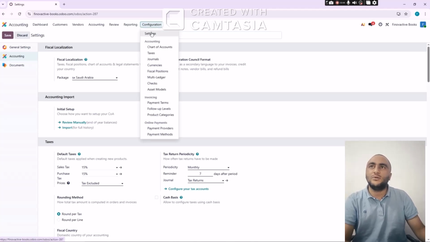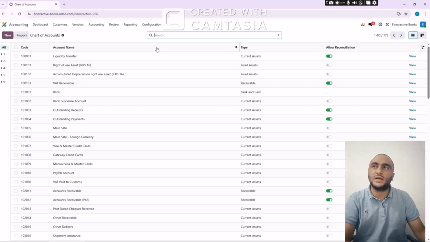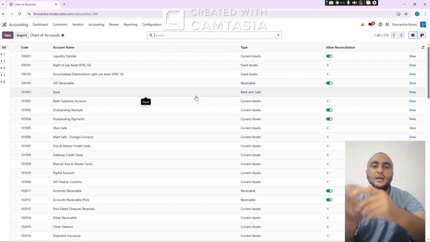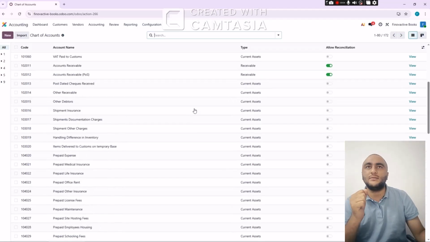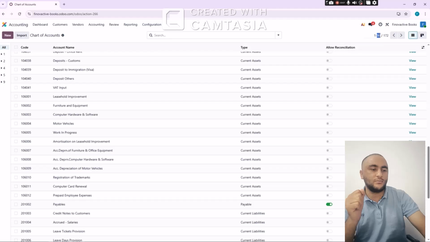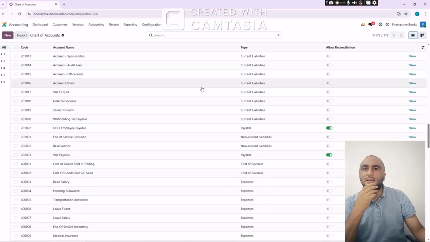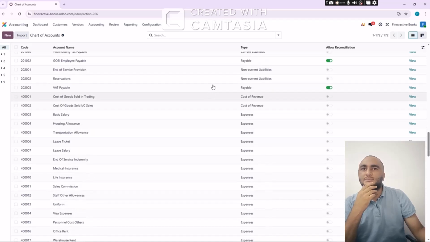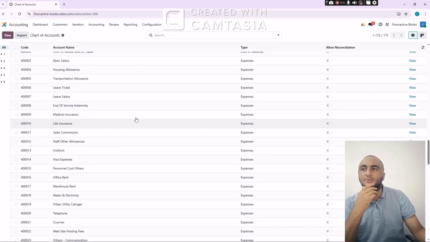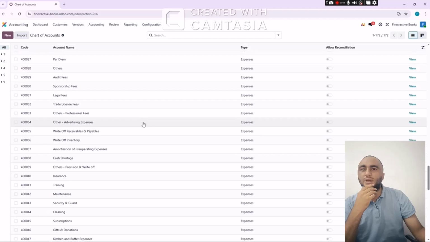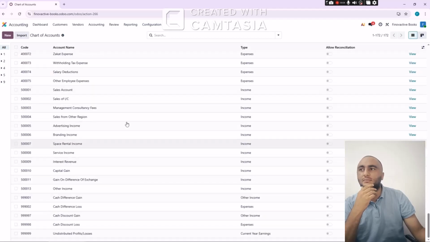After settings, you have to go to charts of account. As you know, charts of account is a grouping of the five pillars of accounting. Like assets, there will be current assets, fixed assets. On liability, there will be current liability, non-current liability, short-term liabilities. You have to open the full charts of account here. There is current liability, payables, and then in expense, cost of sales, other expenses like operating expenses, salary, leave, everything is grouped here. And income, other income, like this.